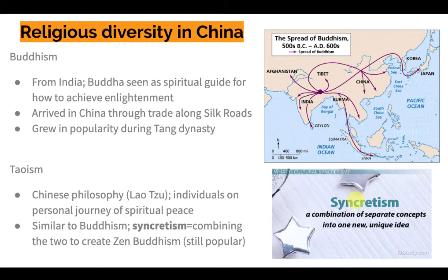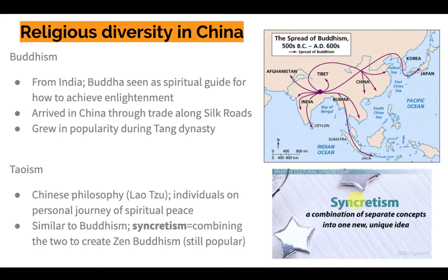Religious diversity in China. By the end of the Song dynasty, Chinese society was influenced by a rich variety of religions and philosophies, notably Buddhism, Taoism, and Confucianism. The Buddhist faith originated in India based on the spiritual journey of Siddhartha Gautama, who came to be known as the Buddha, which means enlightened one in Sanskrit.